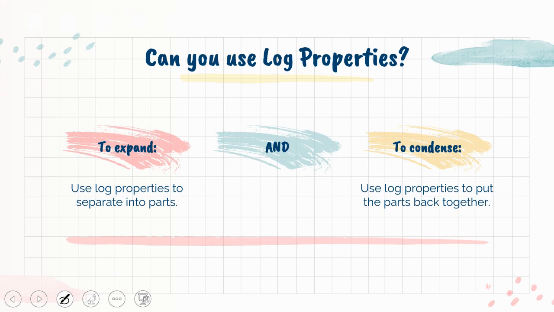So I hope you understand all 3 of the log properties, and you can use them to expand, again, to separate those out into their different pieces, or you can use them to condense which is to take those pieces and put them back together into one log. We need to be able to do both of those things.